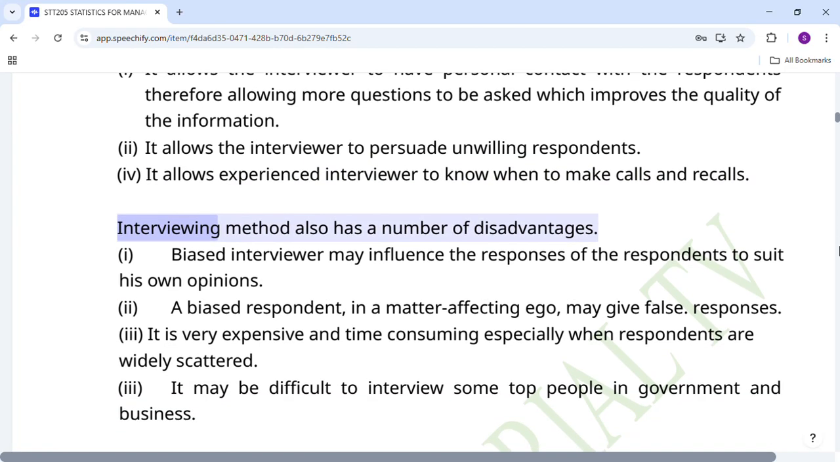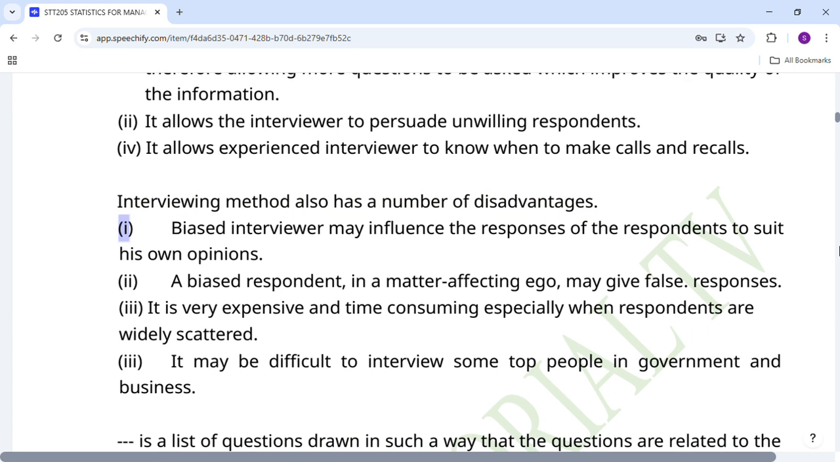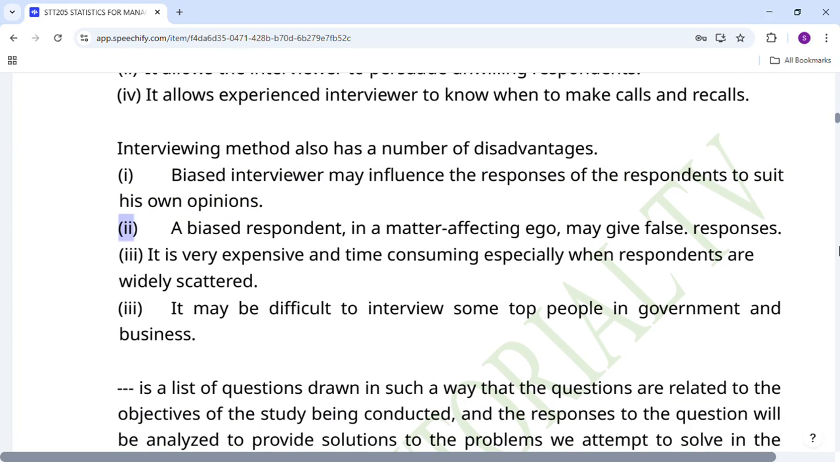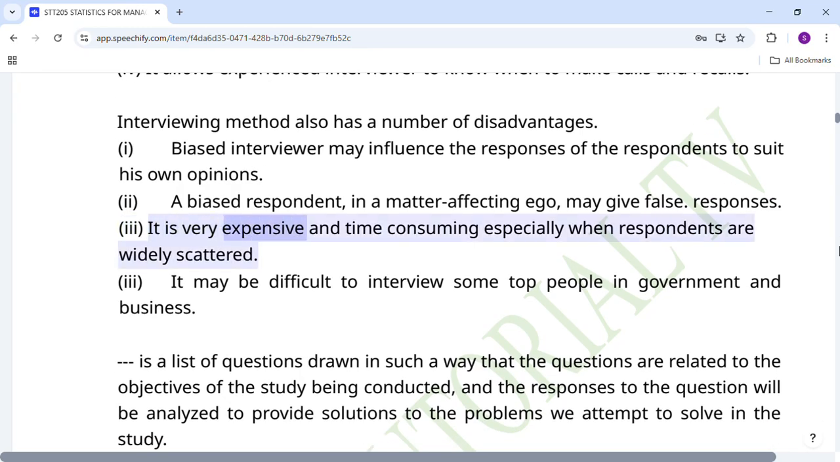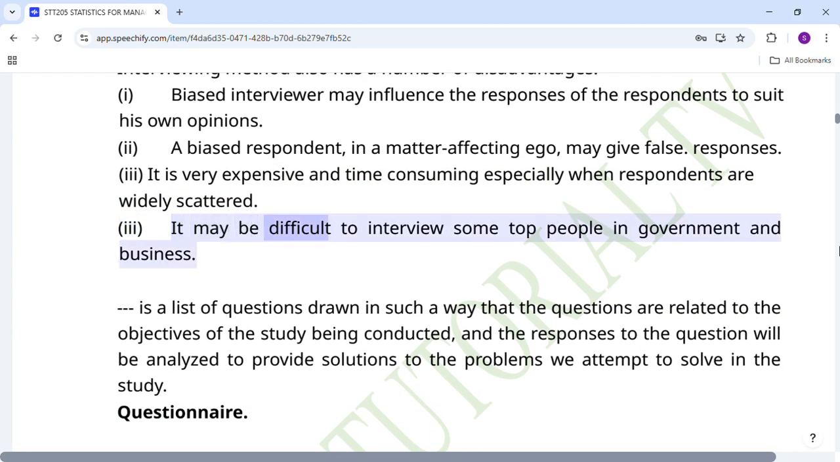The interviewing method also has a number of disadvantages. 1. A biased interviewer may influence the responses of the respondents to suit his own opinions. 2. A biased respondent, in a matter affecting ego, may give false responses. 3. It is very expensive and time-consuming, especially when respondents are widely scattered. 4. It may be difficult to interview some top people in government and business.